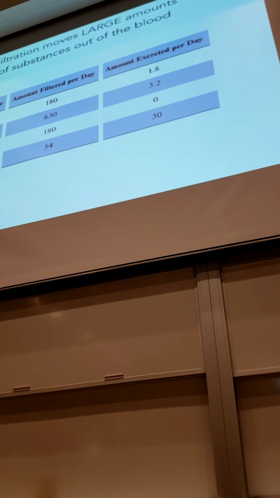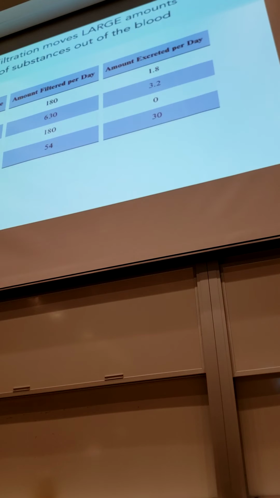All right, so how much we actually excrete is far less. We excrete almost 2 liters of urine a day, or almost 2 liters of water in a day's time, depending on how much you're drinking. We actually lose just a little bit of sodium, right?